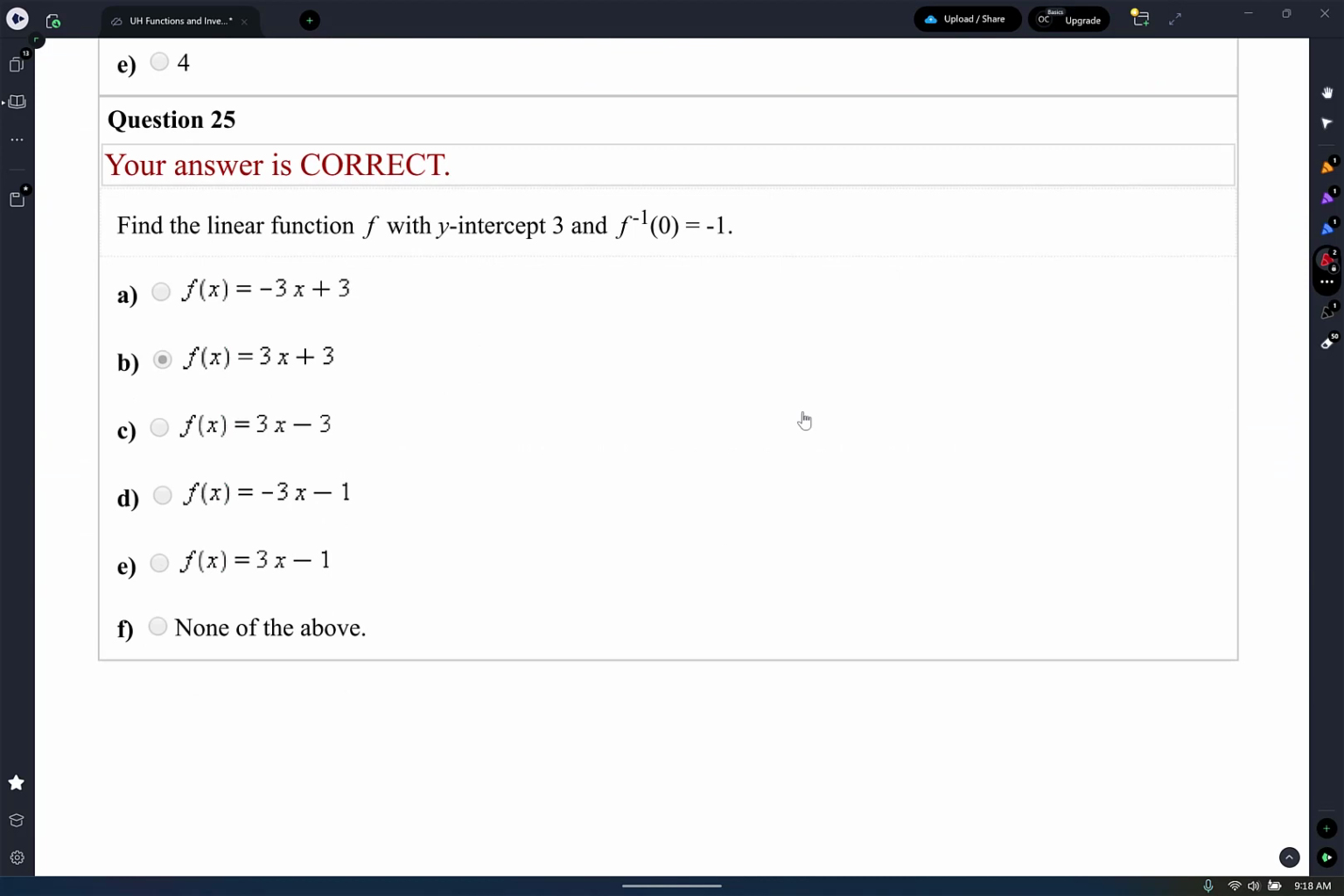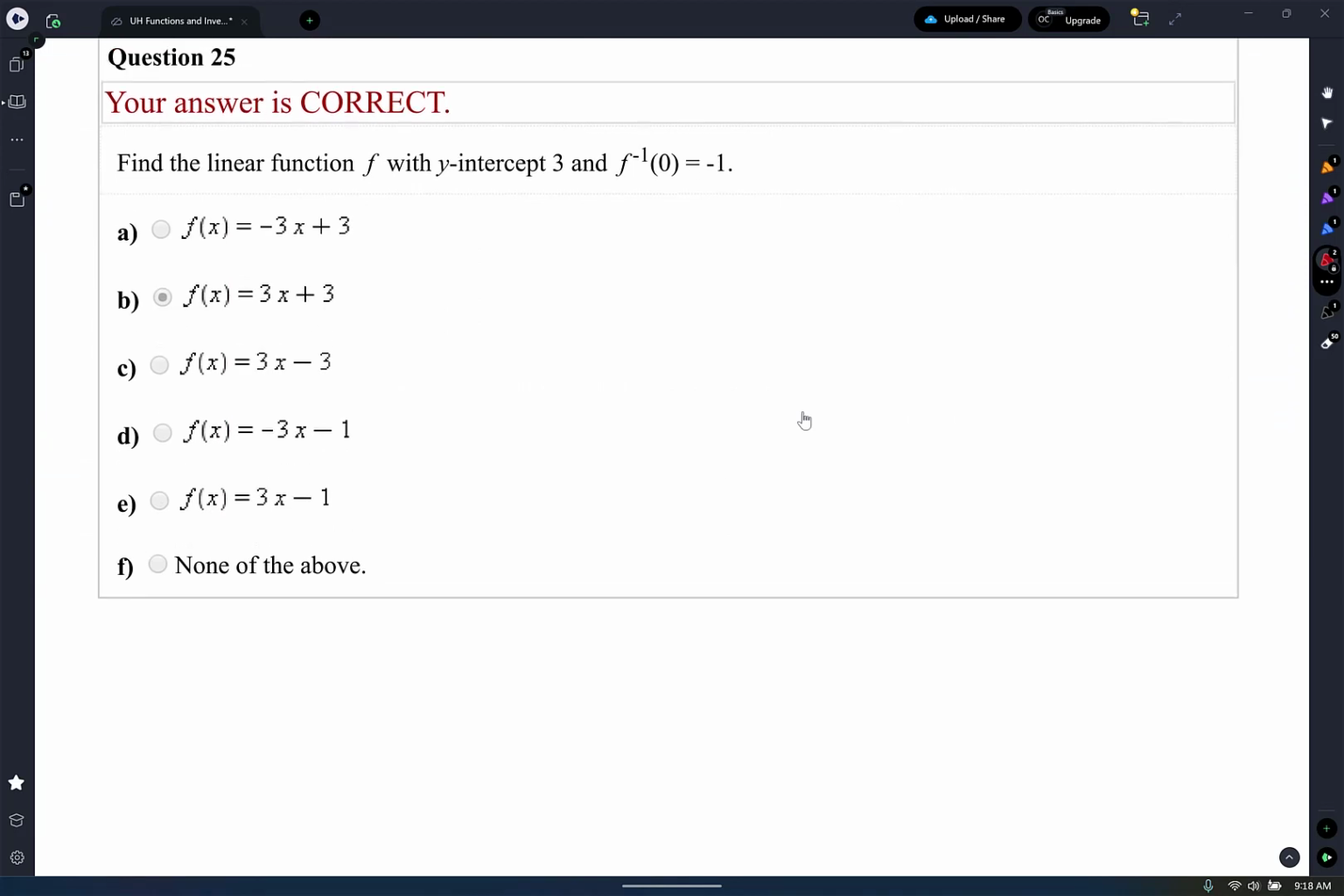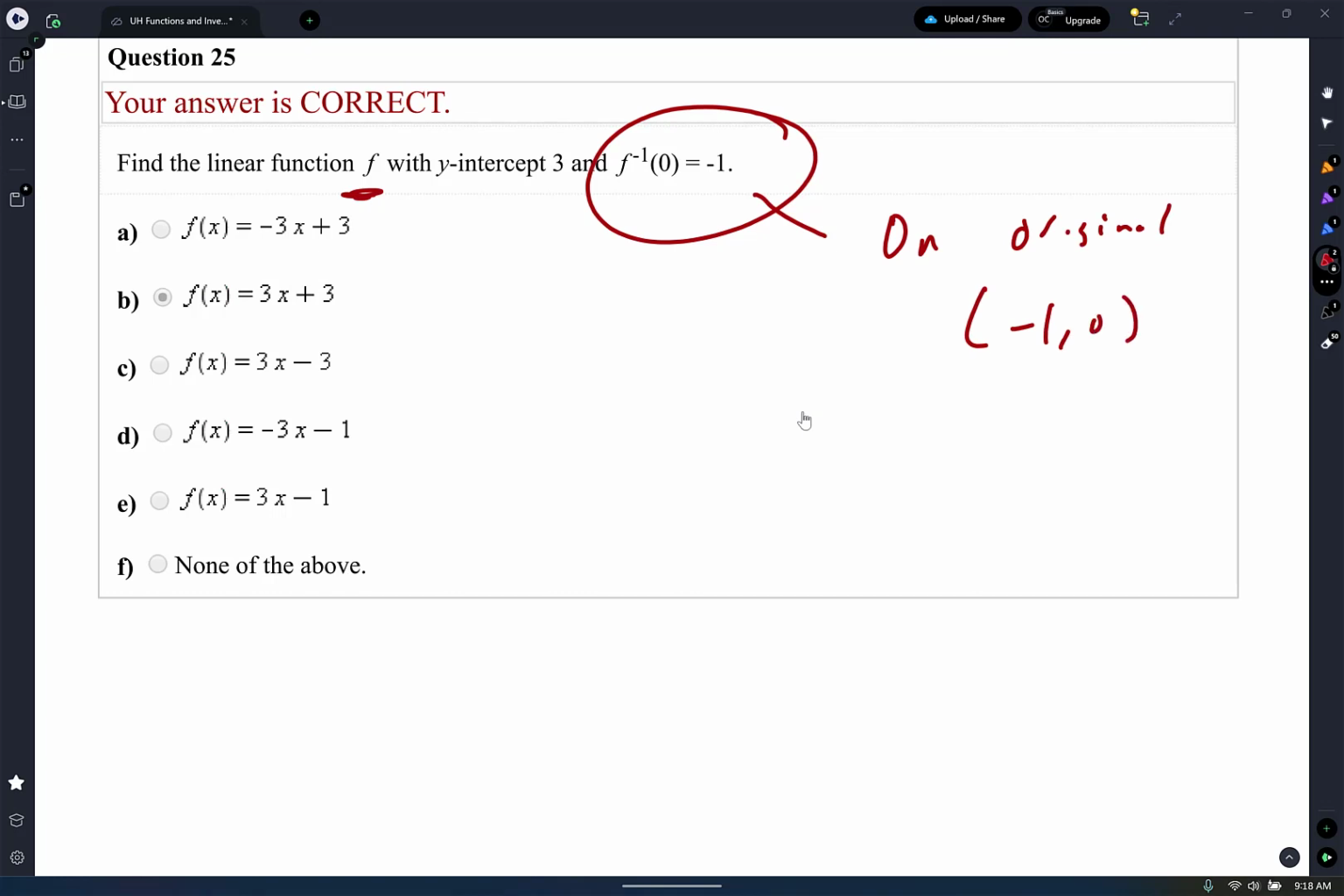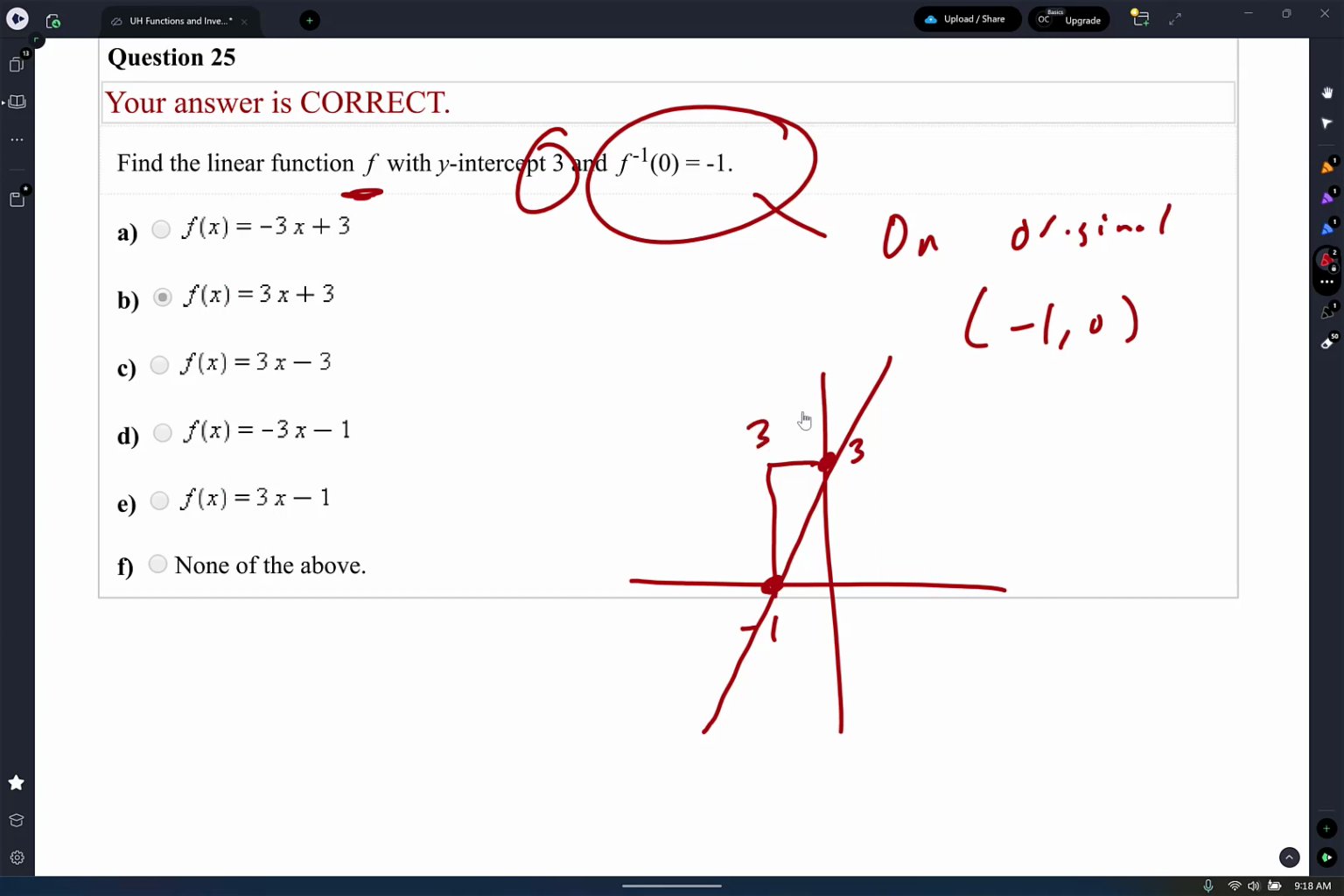All right. Last one, and then we're done, and then you should have enough time to make an attempt here. Find the linear function f with a y-intercept of 3, and this is the inverse. So they don't want the inverse, they want f. So that means on the original, my point is negative 1, 0. So for you visual learners, negative 1, 0, and then I have a y-intercept of 3. So there it is. I want this line. So my slope, let's see, I go up 3, right 1, so my slope is 3, and the y-intercept is 3. So y equals 3x plus 3.